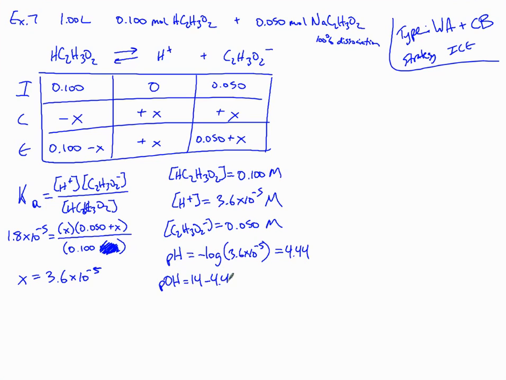pOH is 14 minus the pH, and that comes out to 9.56. Concentration of hydroxide is 10 to the negative 9.56, which has to go in the calculator. It's 2.8 times 10 to the minus 10 molar. And that minus 10 corresponds pretty well with the pOH of 9.56. So it's looking like it's in pretty good shape.